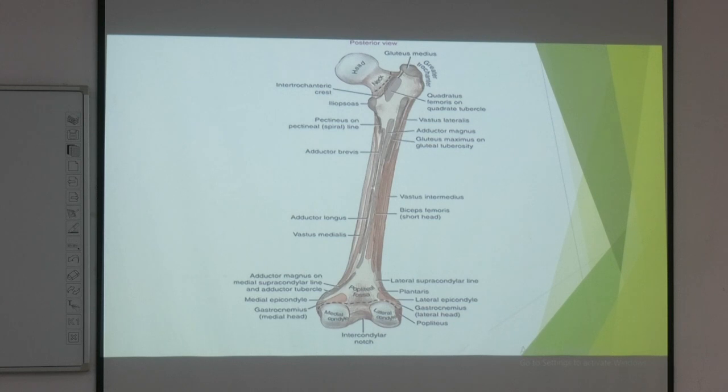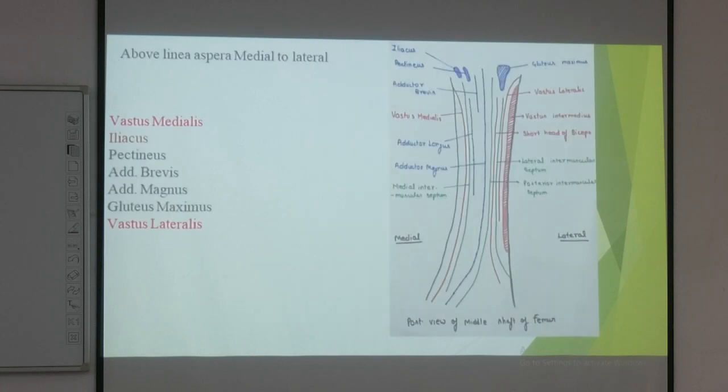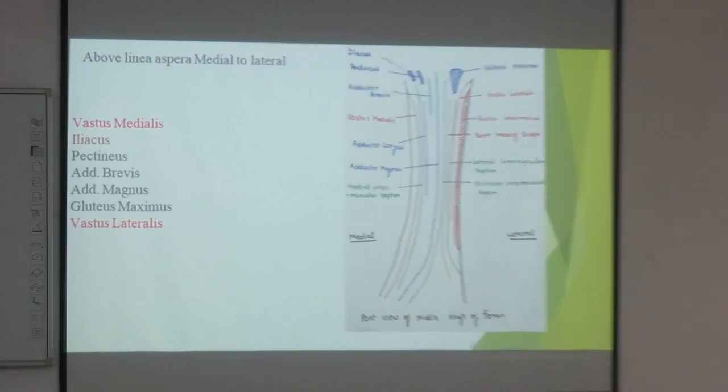On the linea aspera, we have a sequence of muscles and intermuscular septa attached. You have to know this muscle sequence from medial to lateral. You have to know the boundaries on the medial side and the lateral side. Most of it is vastus: on the medial side, vastus medialis, and on the lateral side, vastus lateralis. These are the two ends where these muscles are attached. In between them, we have the medial intermuscular septum and the lateral intermuscular septum, which are related to it.